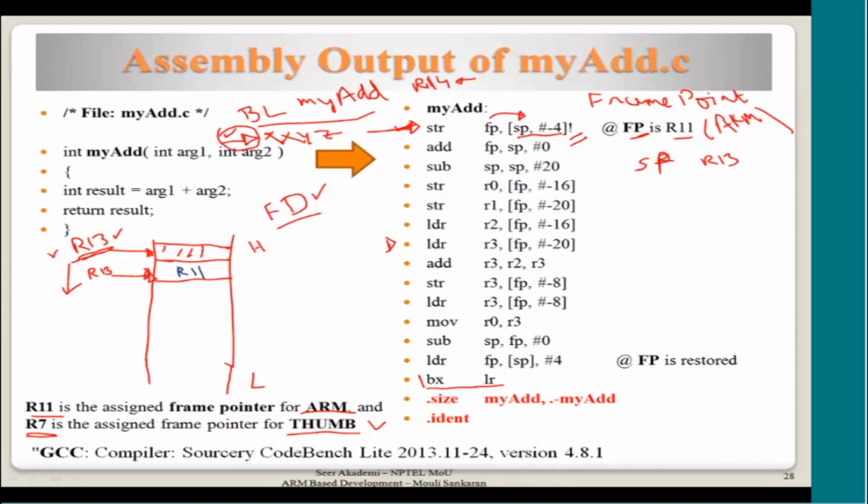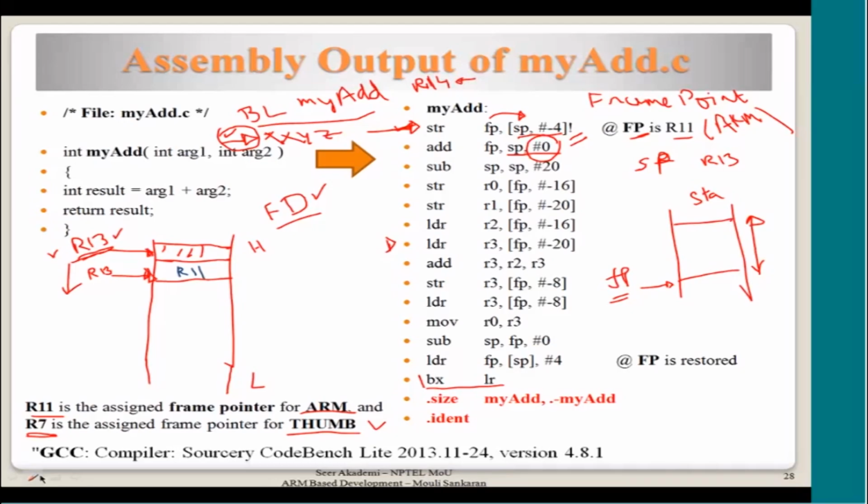Now why is R11 stored? It is going to be modified. Right now only #0 is there. That means it is not adding anything more to the SP value. Otherwise, it will be reserving some space in the stack. Whatever the SP value is, it will add something to that, so that the frame pointer moves further. Inside the function, the frame pointer is considered for accessing the stack.